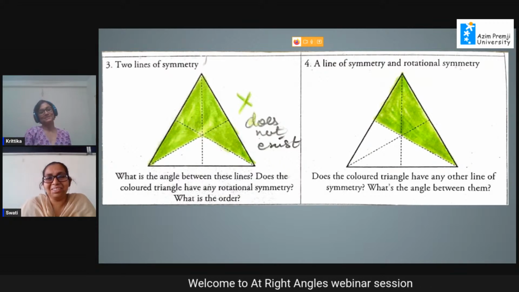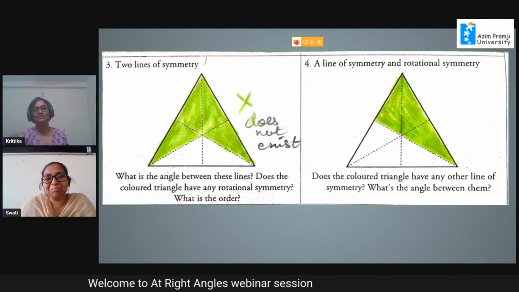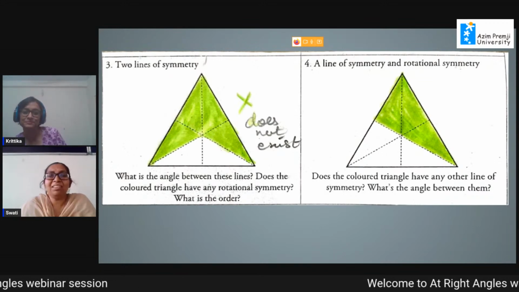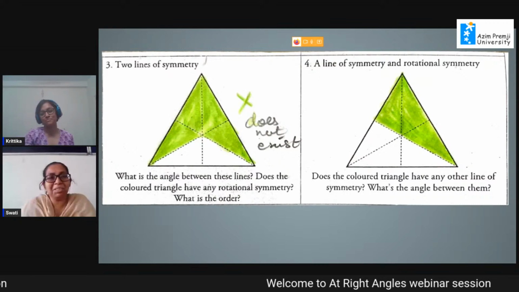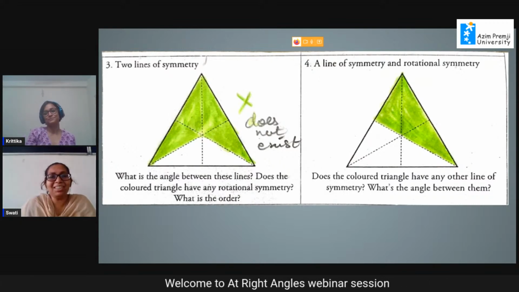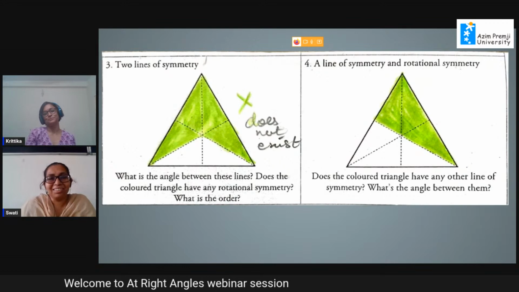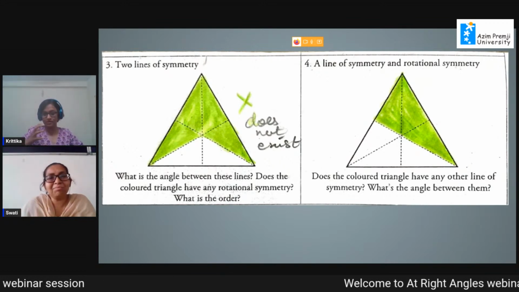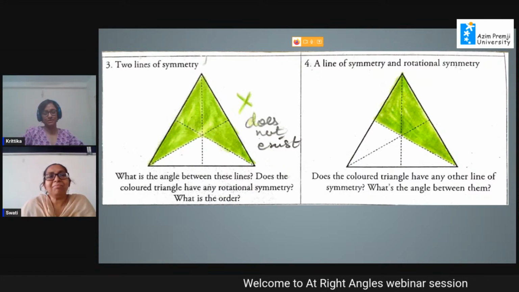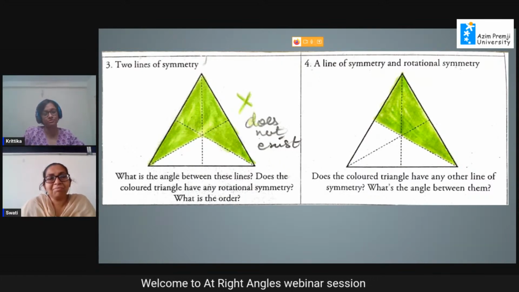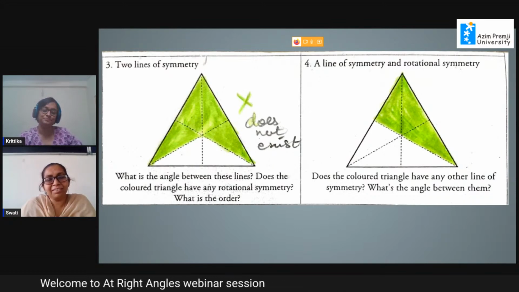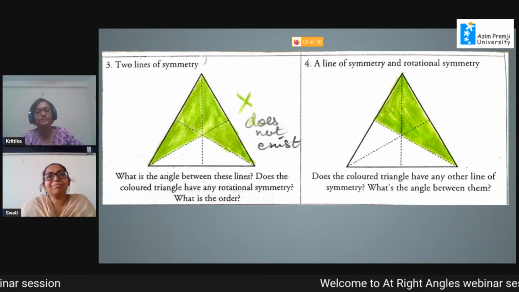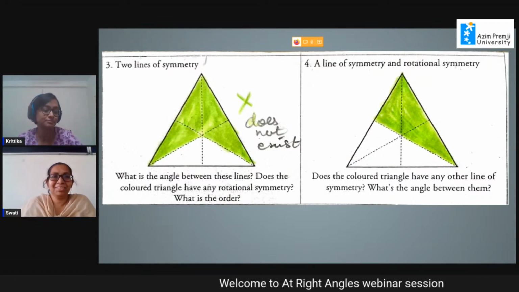So this is one, and then this is one line of symmetry and rotational symmetry. This was another mistake. Again, partly done: the line symmetry part is done, but the rotational symmetry is missed. So they were having the confusion when we have these two things together; this was becoming a problem for a few. Usually we do line of symmetry separately and rotational symmetry separately. We don't combine them.